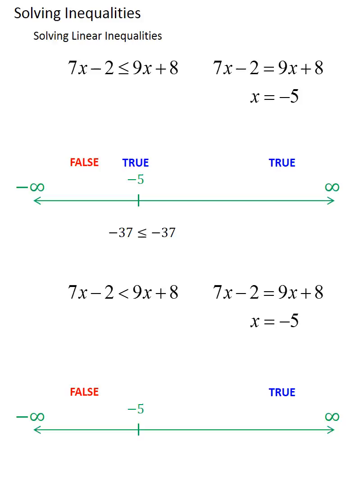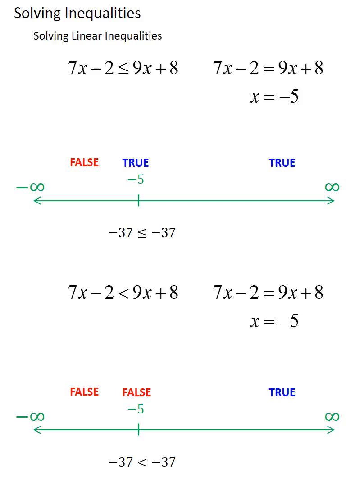By contrast, on the bottom inequality, when we plug in -5, we get this statement. I didn't show the algebra here, but that is in fact what we get. The important thing being, it's false. -37 less than -37 is a false statement. A number can't be less than itself.